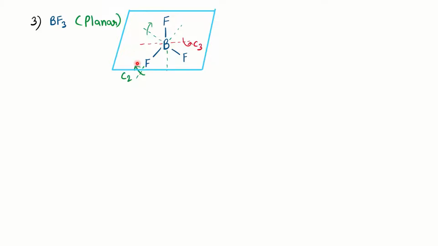As you can notice, this green line represents the C2 axes, we have 3 C2 axes here, and this blue line represents the molecular plane. Since it is a planar molecule, it has a molecular plane. So your C3 axis of rotation and the C2 axes are perpendicular to each other. So basically we have one C3 axis and 3 C2 axes of rotation here.